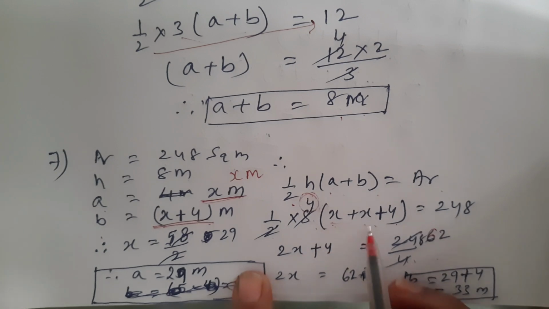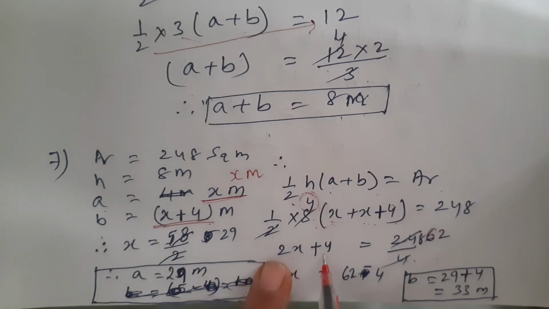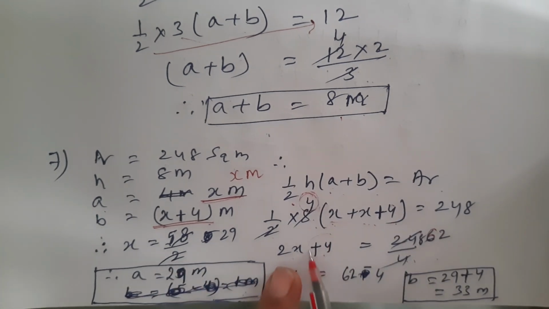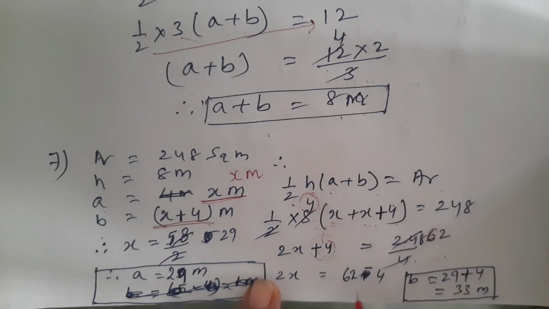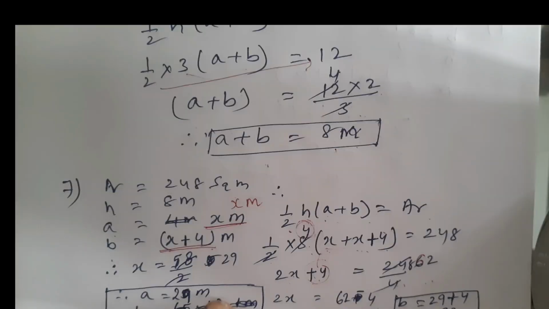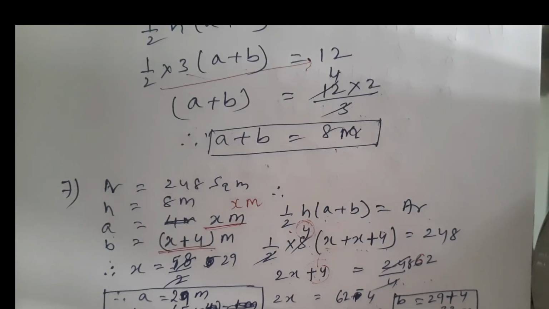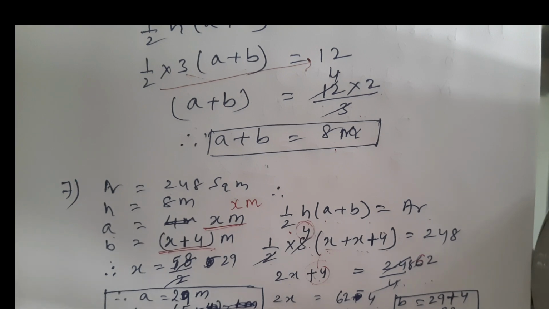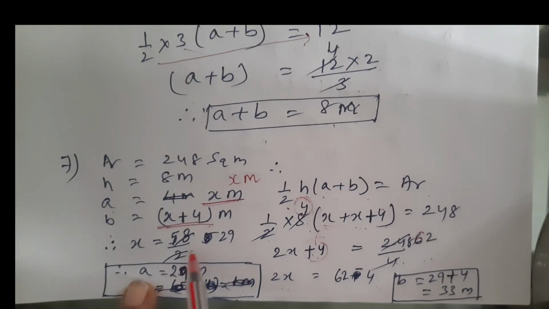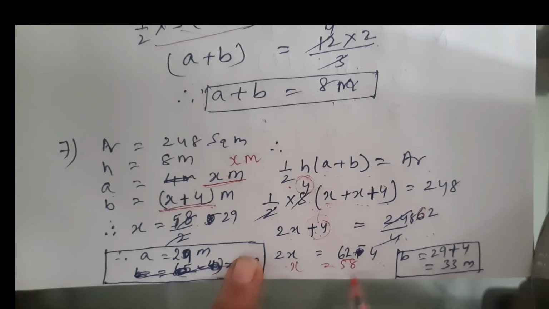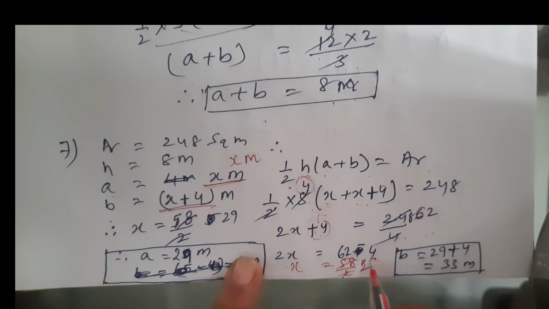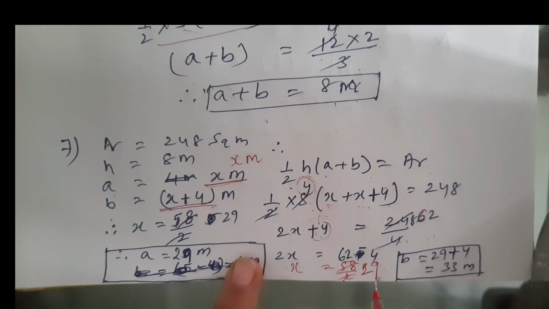Now add both, x plus x is 2x plus 4. To find x, first we'll shift 4 towards right. So shifting 4 towards right, the plus will change to minus. 2x is 62 minus 4, thus it's 58. Okay, 62 minus 4 is 58. x is 58 upon 2, we'll cancel it, 2 2s are 4, 2 9s are 18. So one of the parallel sides is 29.